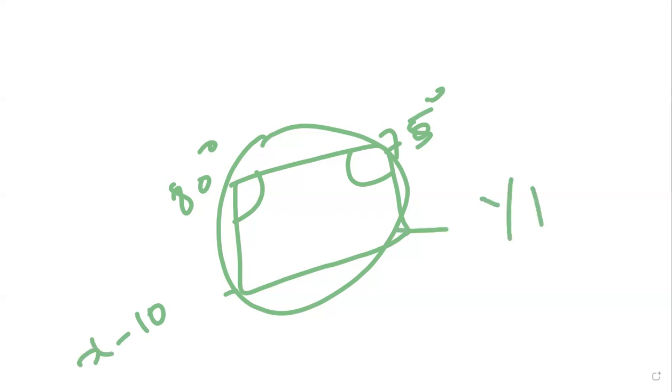So the first one we're going to look at is if I have a circle like this and I have this quadrilateral like this, and I say this part is 80 degrees, and I say this part is 75 degrees, and I say here is, let's say, x minus 10. We say this part is y plus 30. And I want to find x, but I want to find y.